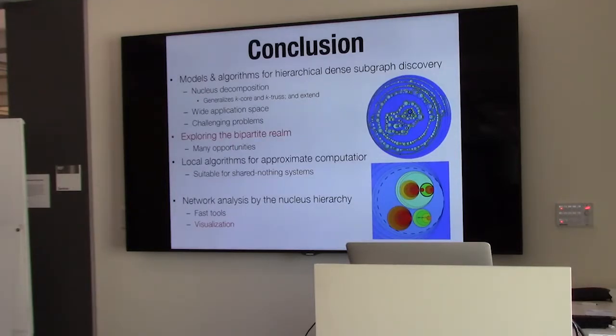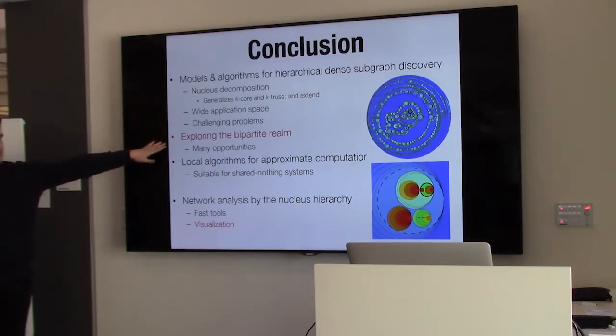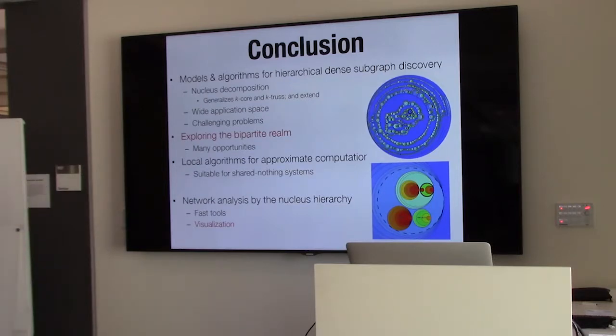So, in conclusion, I tried to give an overview of what I did in the hierarchical dense subgraph discovery space. This nucleus decomposition is useful to understand the relationships between different structures: vertices, edges, triangles, and so forth. It is a wide application space and it's a challenging problem as well. There are so many opportunities for introducing faster algorithms. And one of the things I'm pretty excited about is to explore bipartite graphs. So it's definitely more challenging and there is more to do.